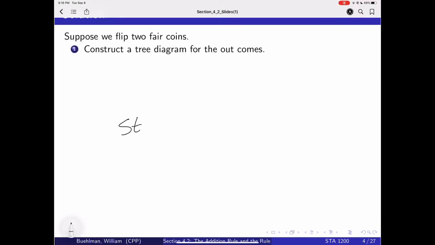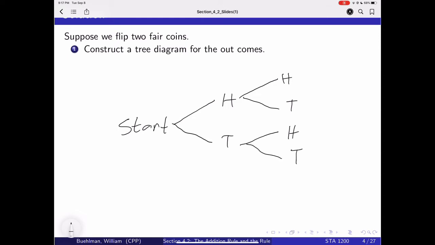We start at a starting point that we just call start, and this is where we haven't flipped any coins. And then we flip a coin. It can come out one of two things, heads or tails. Let's assume the first coin flip came out heads. So we flip a second coin. It could either be heads or it could be tails. But what if the first coin flip came out tails? Well, we'd still flip a second coin that could either land heads or tails.